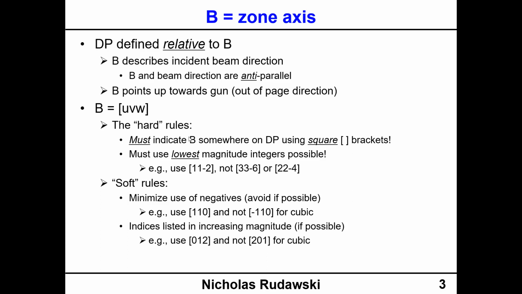So we wouldn't put 2 0 1, we would use 0 1 2, okay? Again, assuming the material is cubic. Those would be in the same family, okay? And again, these are the soft rules, okay? If we apply the soft rules and we rearrange the zone axis indices, we will then have to go and do some rearranging to G1 and G2, okay, as well.